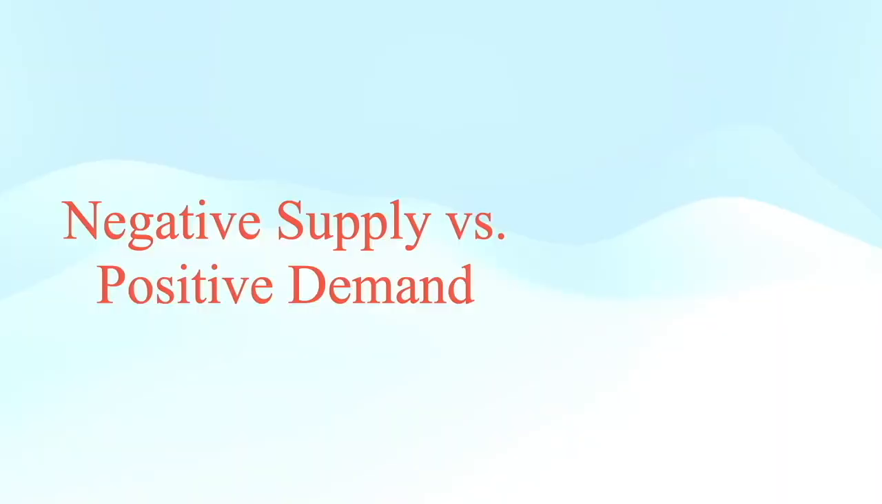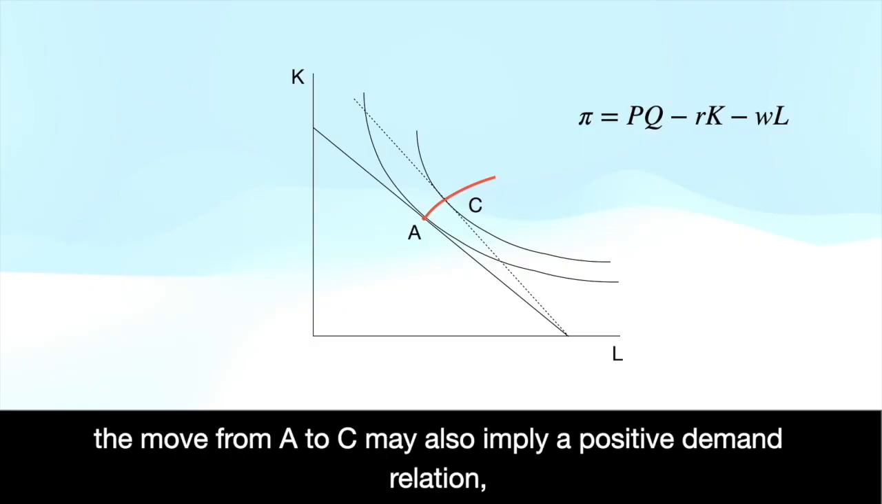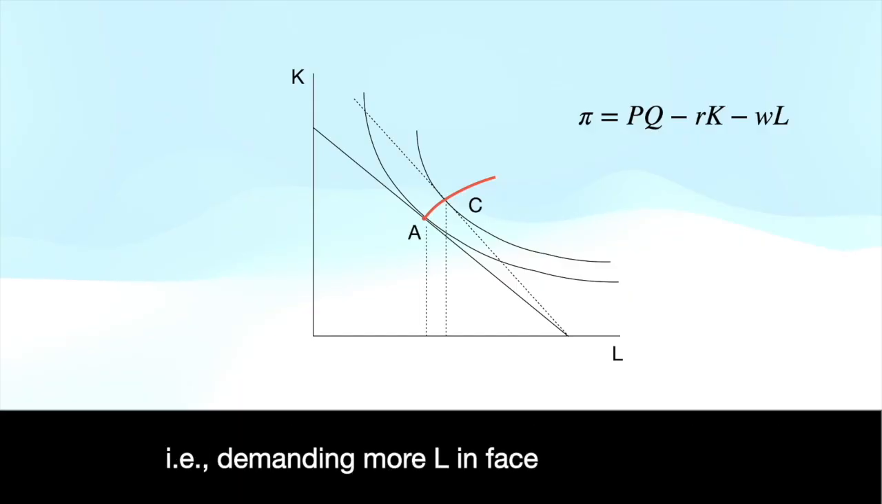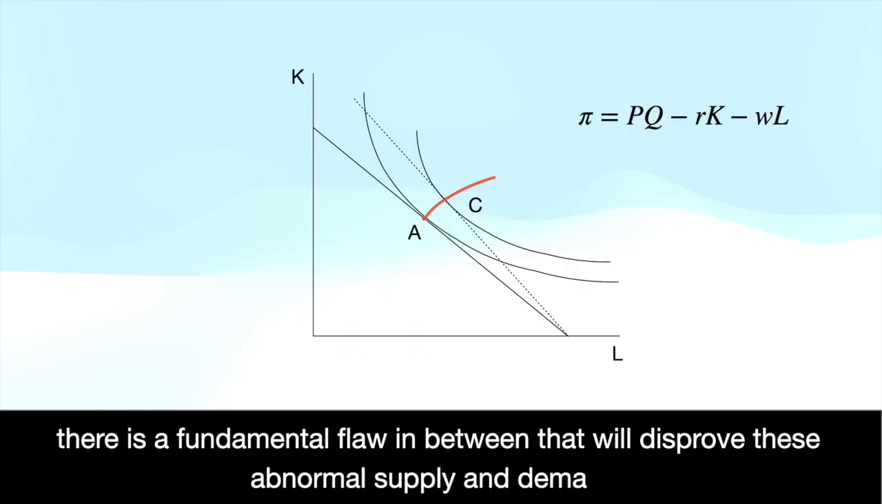Negative supply versus positive demand. Apart from a negative supply relation, the move from A to C may also imply a positive demand relation. That is, demanding more L in face of a higher W. Though both A and C achieve optimality, there is a fundamental flaw in between that will disprove these abnormal supply and demand.